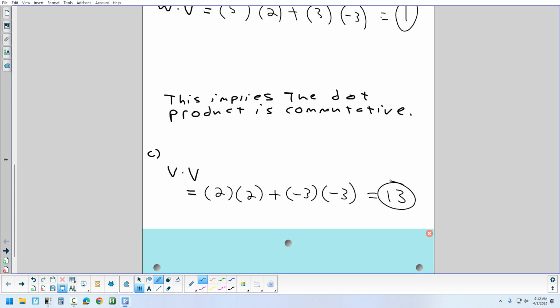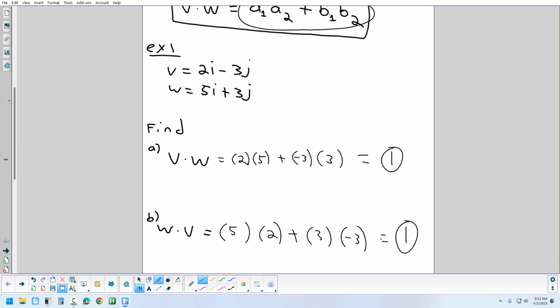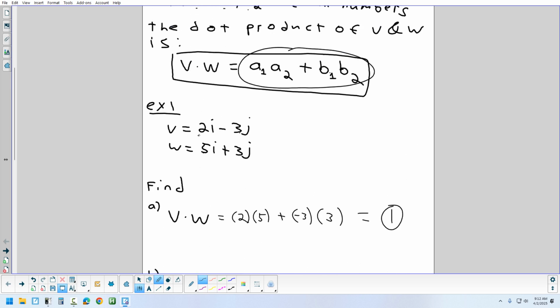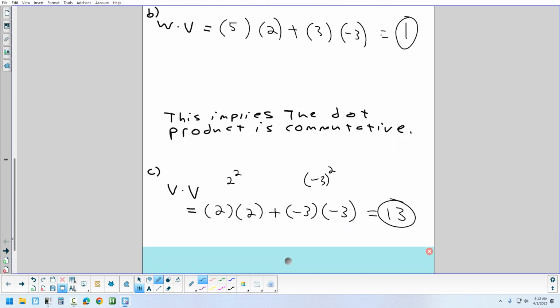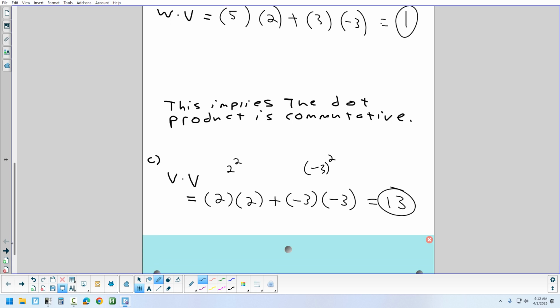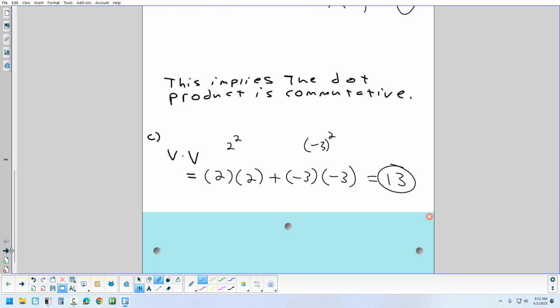What's another way of saying 2 times 2? 2 squared. And what's another way of saying negative 3 times negative 3? Negative 3 squared. So look at what we just did. We squared that number, we squared that number, and then we added them together. That's kind of like doing something we've done before. Not exactly, but it's close. What is that kind of like doing?